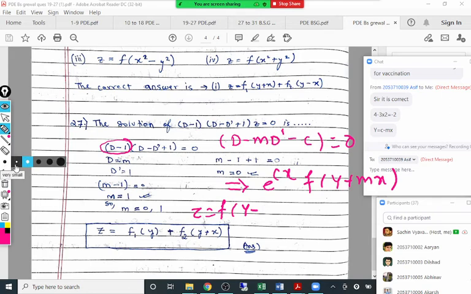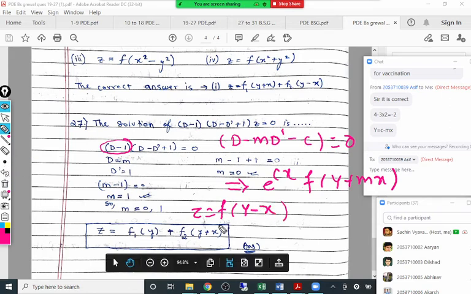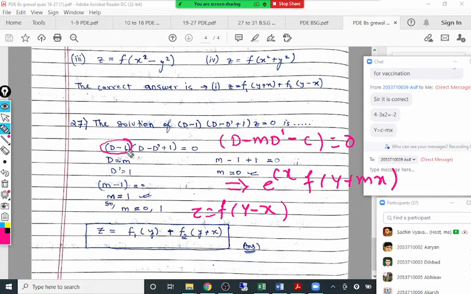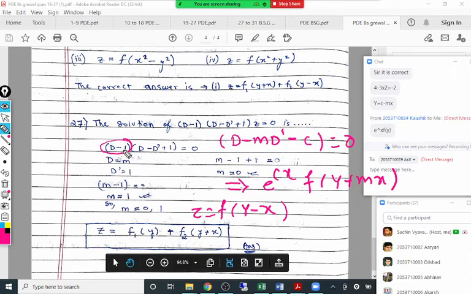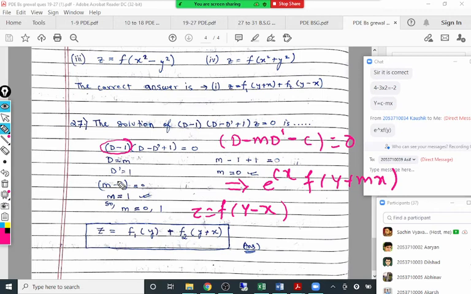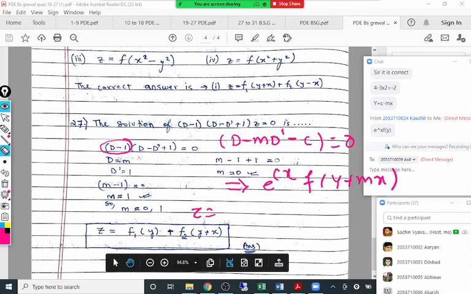Tell me quickly, am I writing correct? So if you compare with d minus md dash minus c, what is the value of m? M is coming as 1. Sorry, my mistake again. No. M is 0. For this factor, M is 0 and C is 1. So what should be the first root? First term? Yes, e raised to x f of y. That's correct, Kaushik. E raised to x f of y. So that's for the first term. And what about the second term? E raised to minus x f of y plus x.